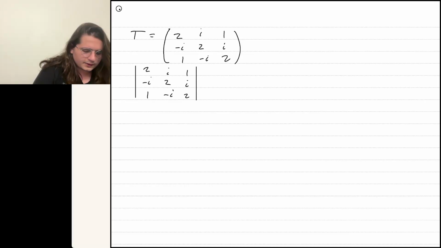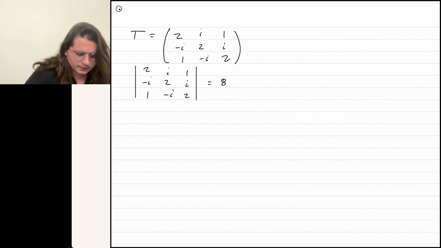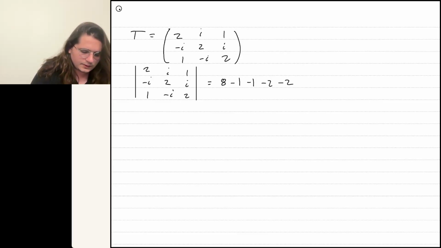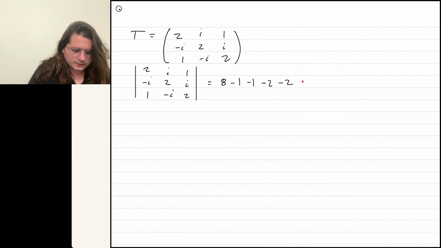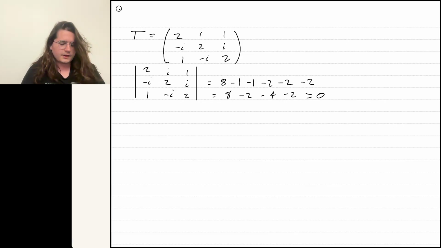absolute value of that guy. So it's 2 times 2 times 2 makes 8, and then minus 1, and then also minus 1, and then minus 2, and then also minus 2, and also minus 2. So that is going to be 8 minus 1 makes minus 2, minus 2 minus 2 makes minus 4, and then minus 2. So it looks like 0.